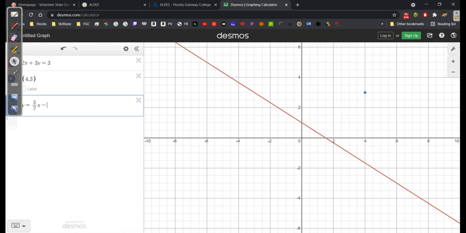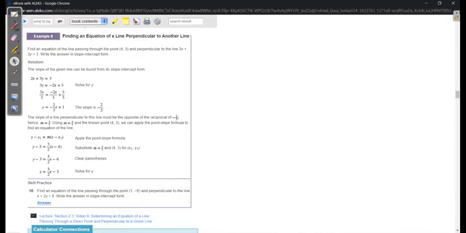So there's the point. We see the point here. Go with the minus 3. We go right through it. So that is indeed the equation of the line that satisfies that. Okay.